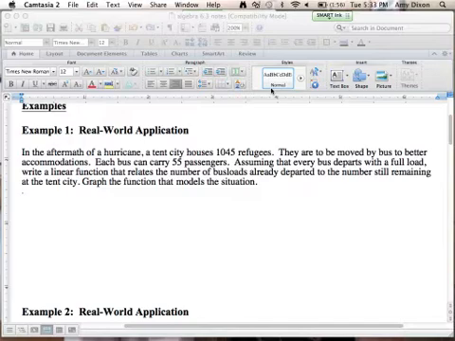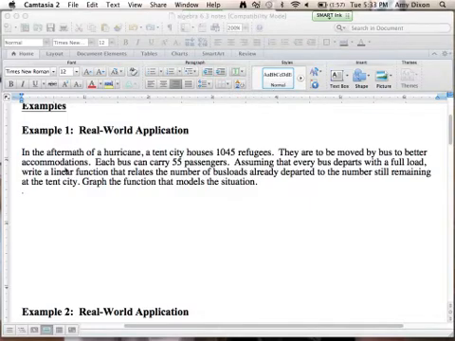Alright, example 1. In the aftermath of a hurricane, a tent city houses 1,045 refugees. They are to be moved by bus to better accommodations. Each bus can carry 55 passengers, and assuming that every bus departs with a full load, write a linear function that relates the number of bus loads already departed to the number still remaining. Graph the function that models the situation.